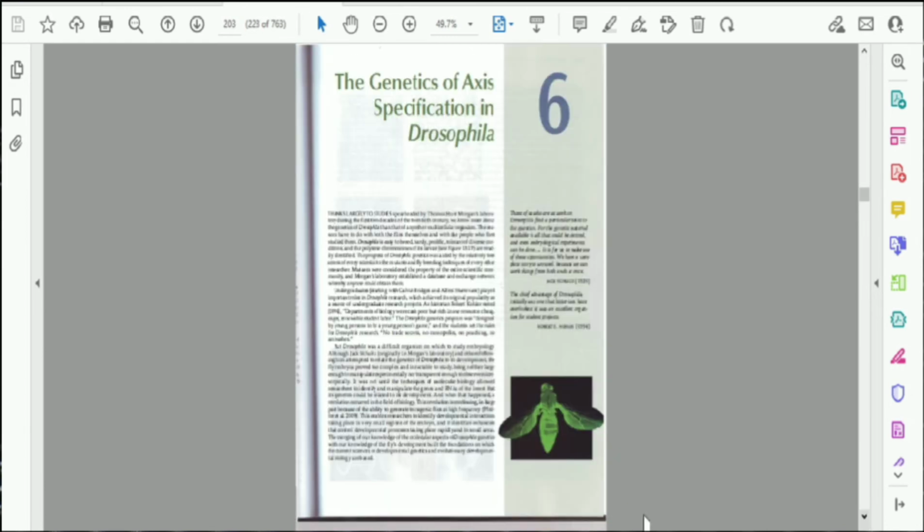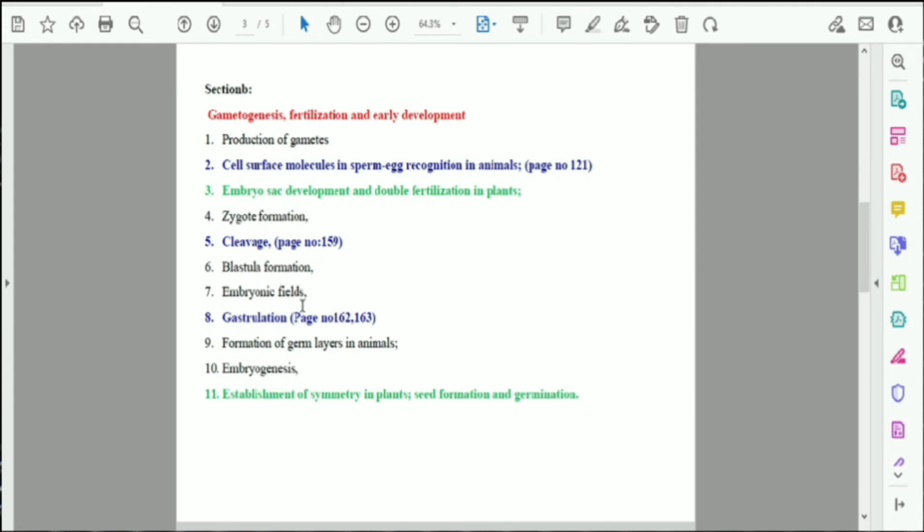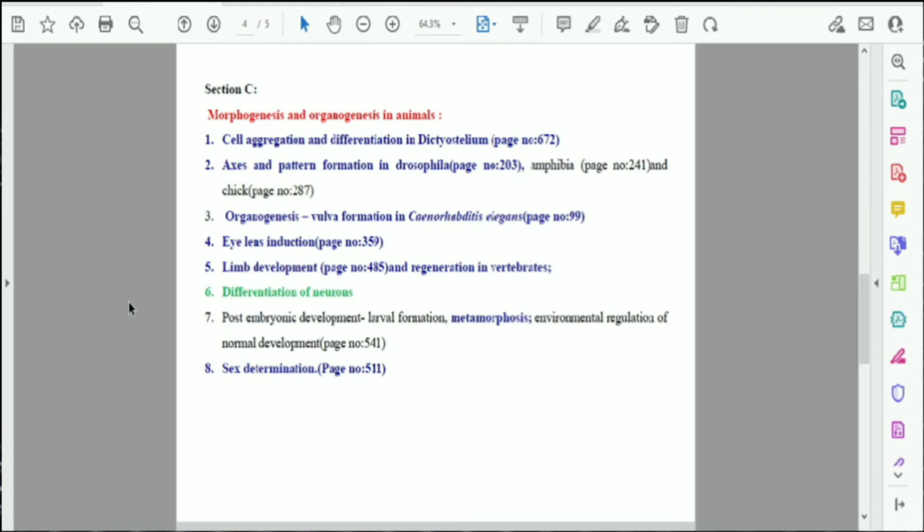Okay, and next, what is given is gastrulation, which I already discussed with you. So section B is completed. Next is section 3, morphogenesis and organogenesis in animals.